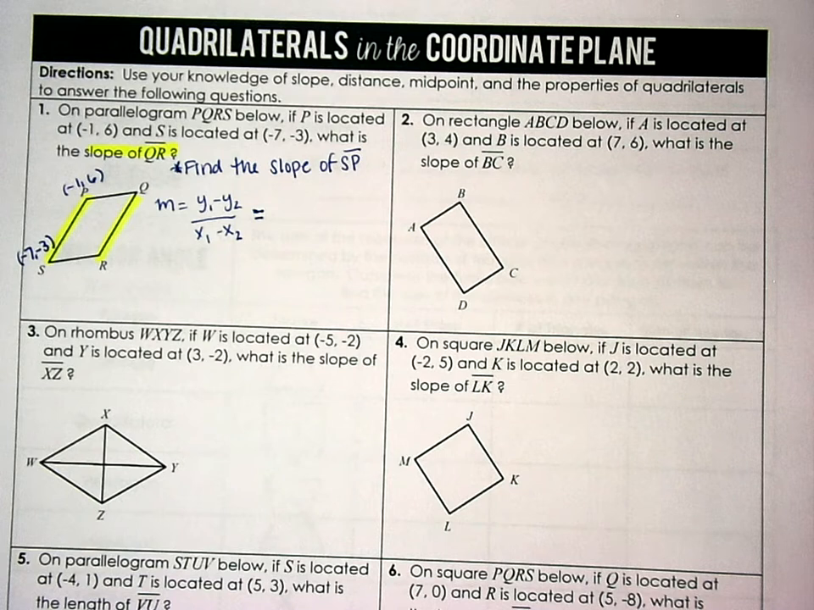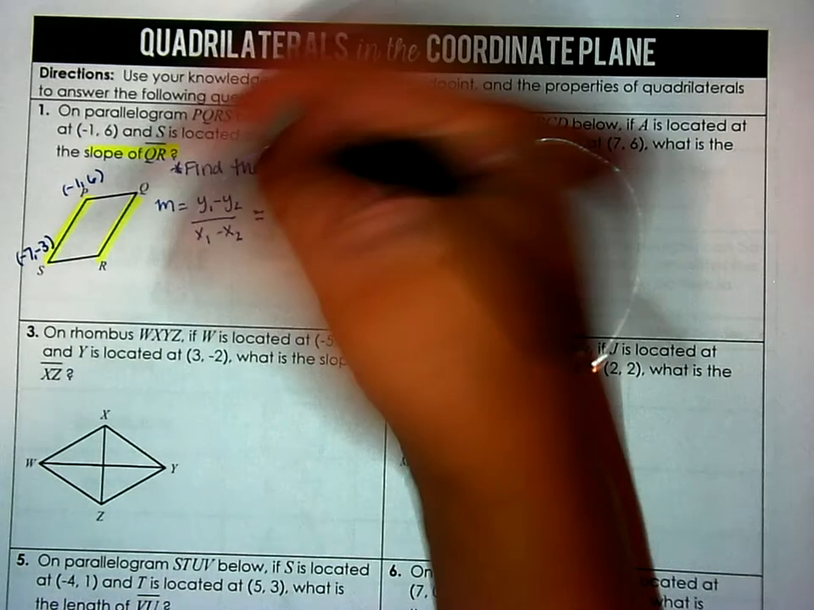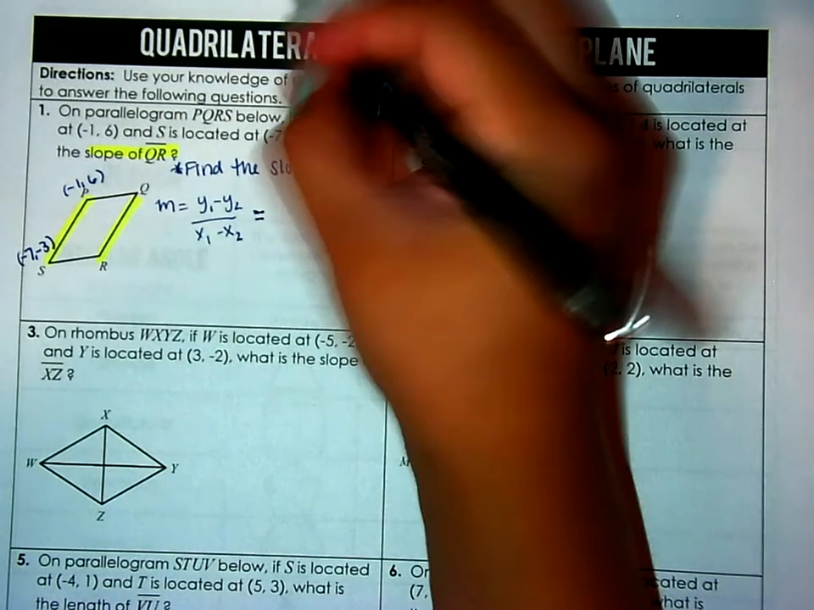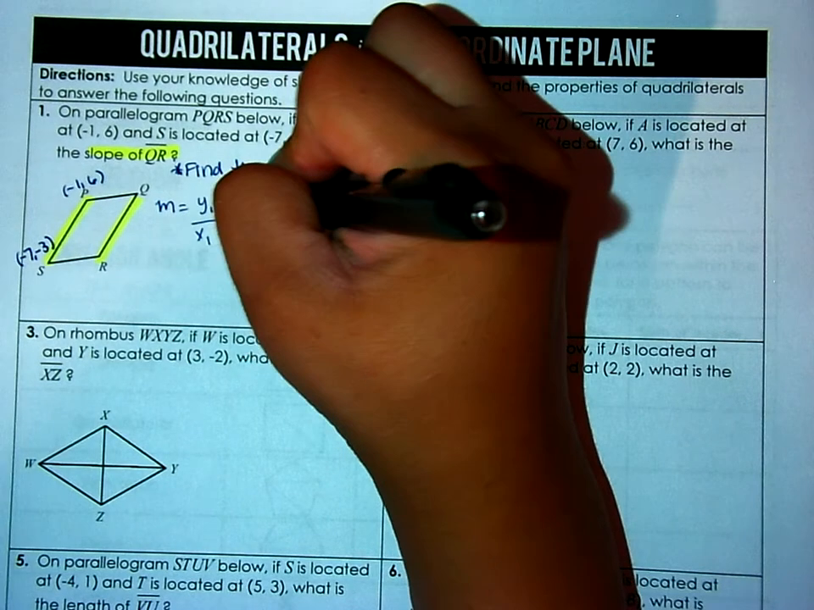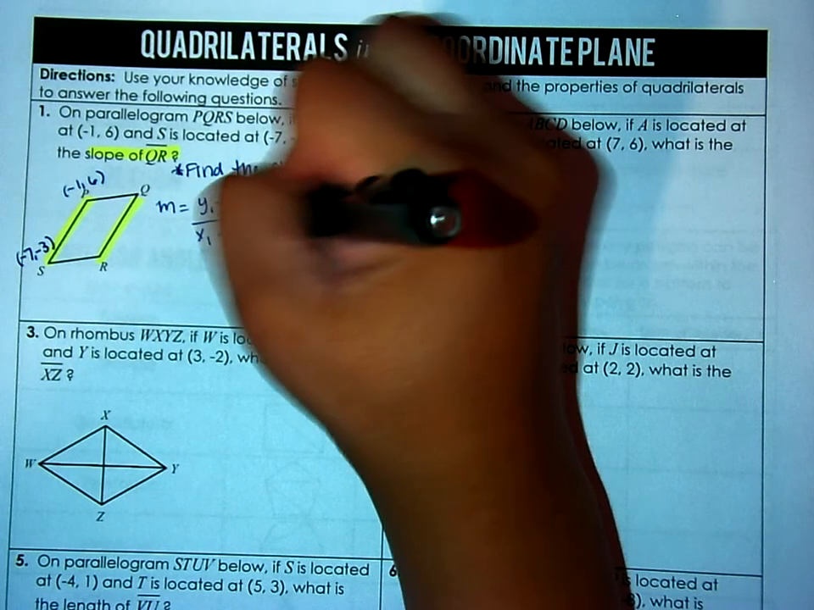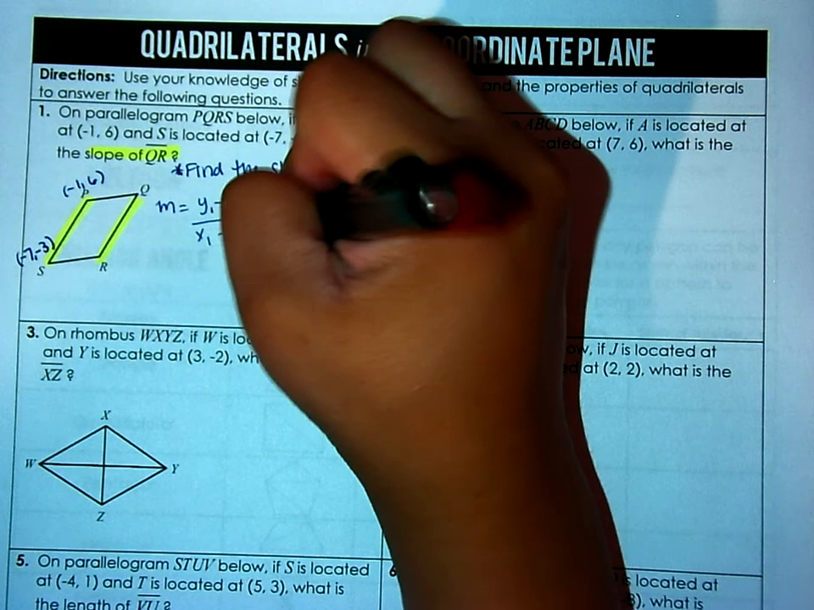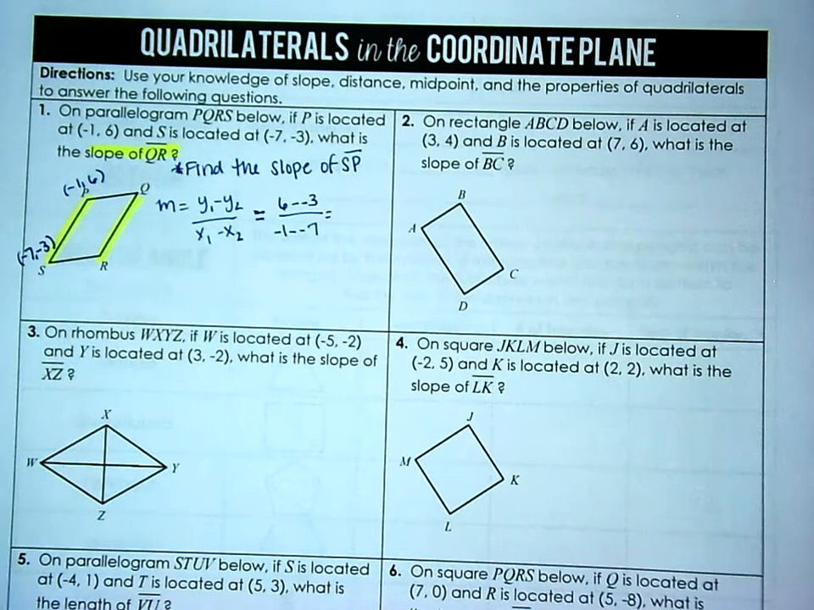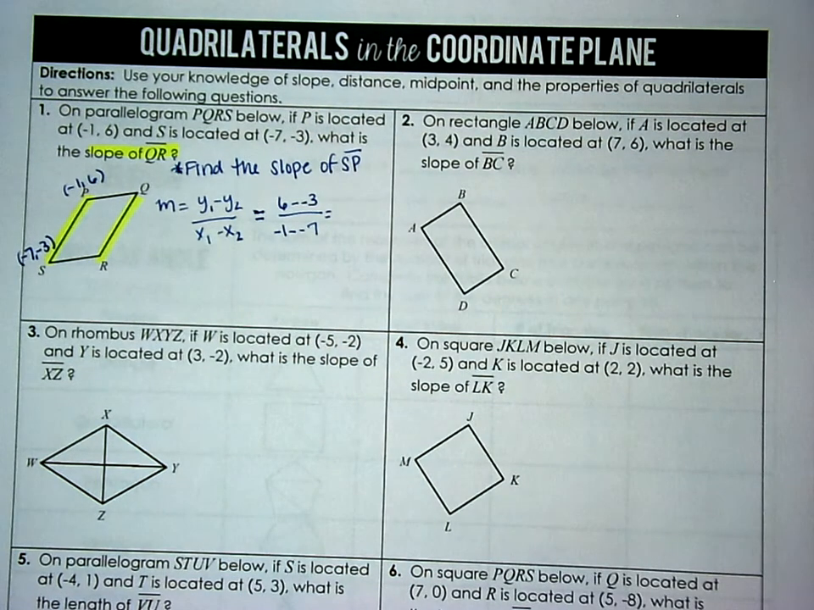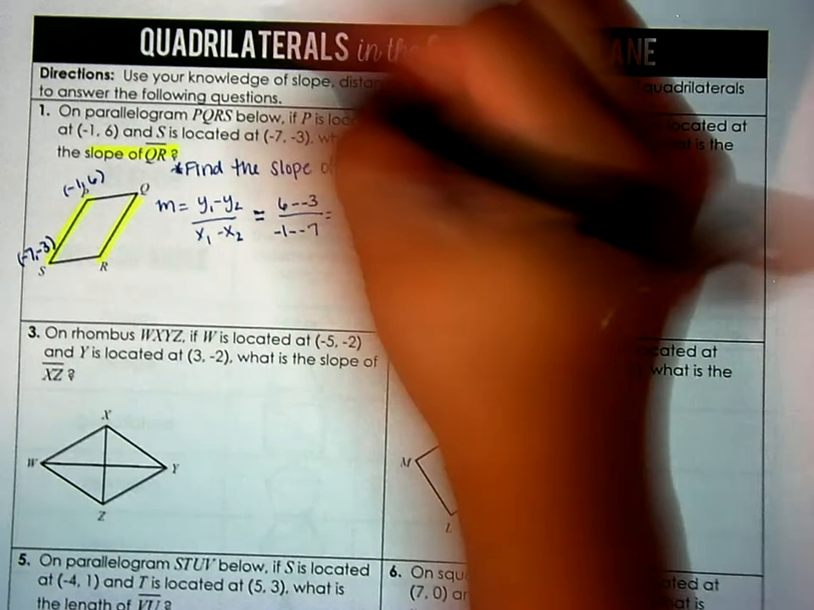Okay, I'm going to keep going. So first, I'm going to grab my y1. You can choose whichever one you want to be your y1. So I'm going to pick 6 minus negative 3. That's going to be my y2. Then my x1 has to be negative 1 minus negative 7. Okay, a double negative becomes a positive. So 6 minus negative 3 is 9.